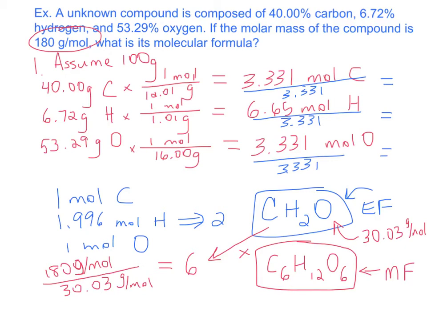So first we found that empirical formula, and then by taking the molar mass of the compound, which I gave you in the problem, and dividing by the empirical molar mass, which we get by adding it up on the periodic table from the empirical formula, we get a factor of 6. We take this empirical formula, we multiply every element in there by 6, and we'll get the molecular formula, C6H12O6. A lot of steps, but they should make sense and be logical.